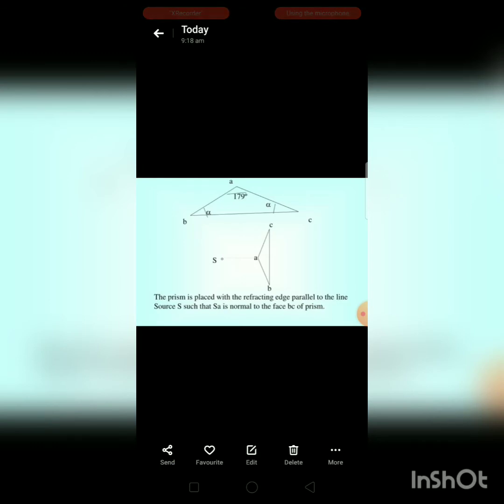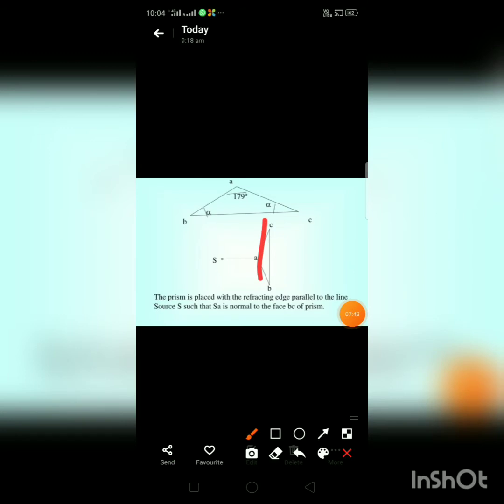So how is the biprism kept with the source? The prism is placed with its refracting edges parallel to the line source. This is the source. We can use a sodium source or a white light source, such that SA is normal to the face of the prism. So this line is normal to the source.